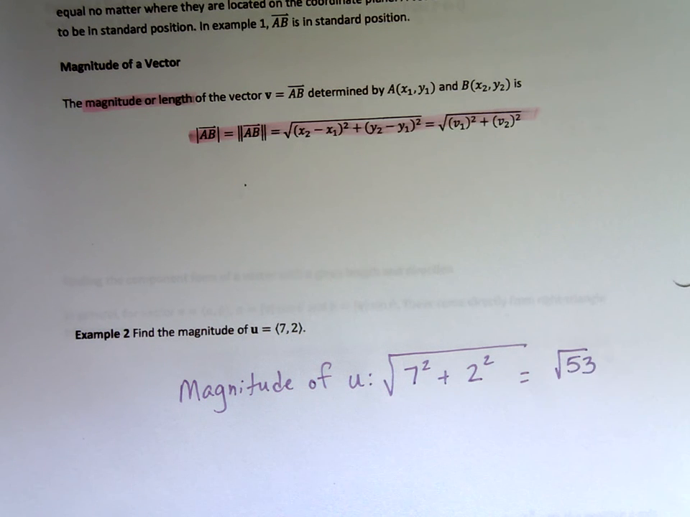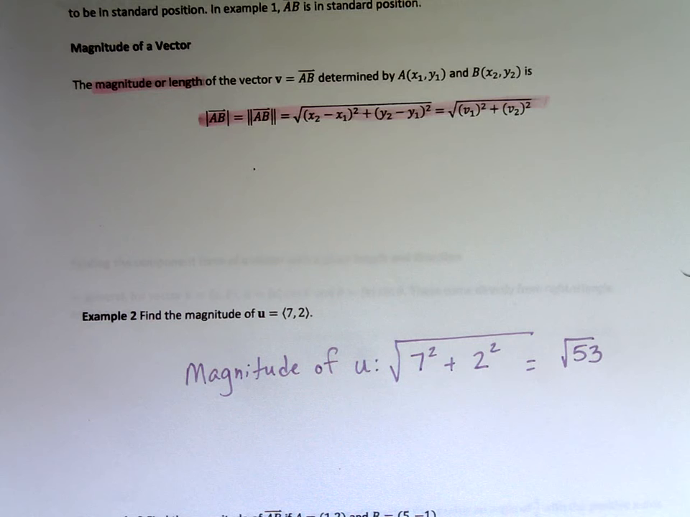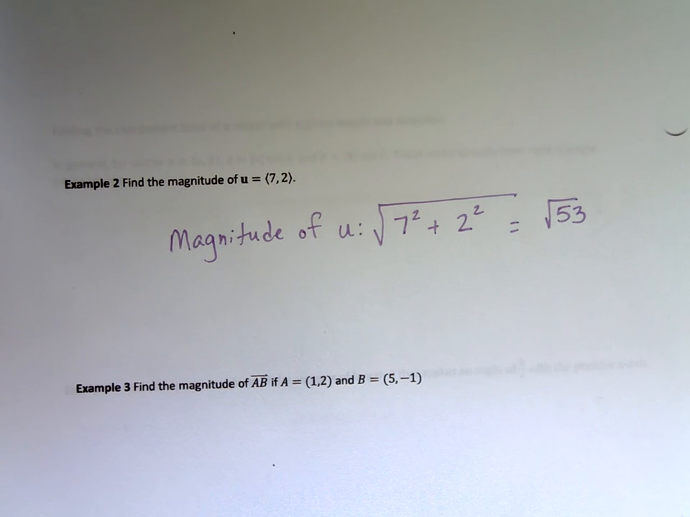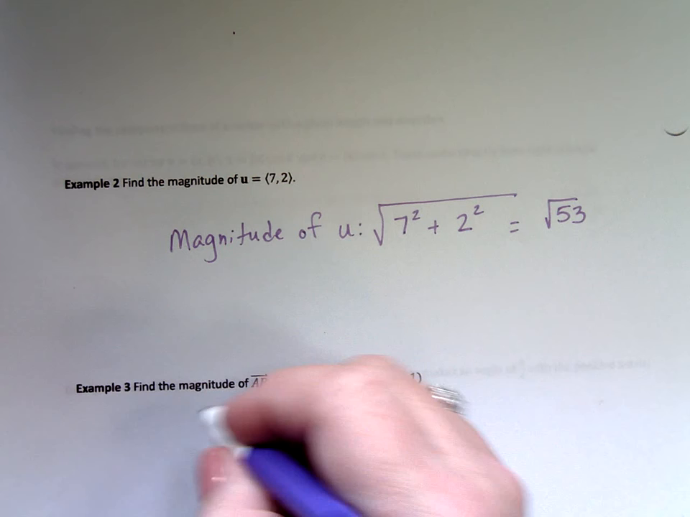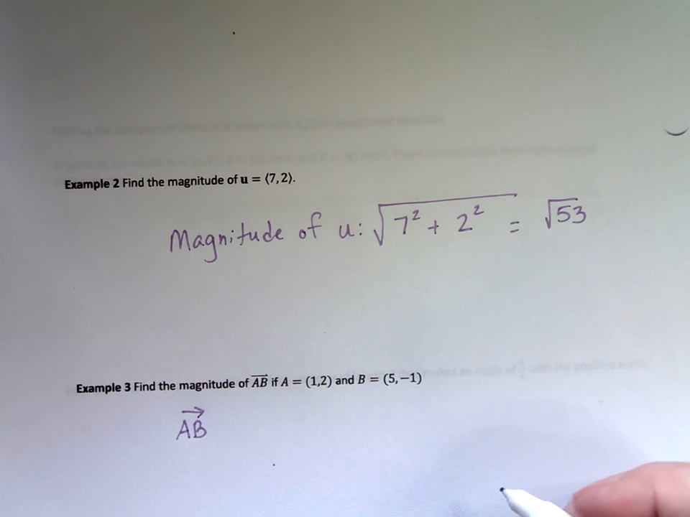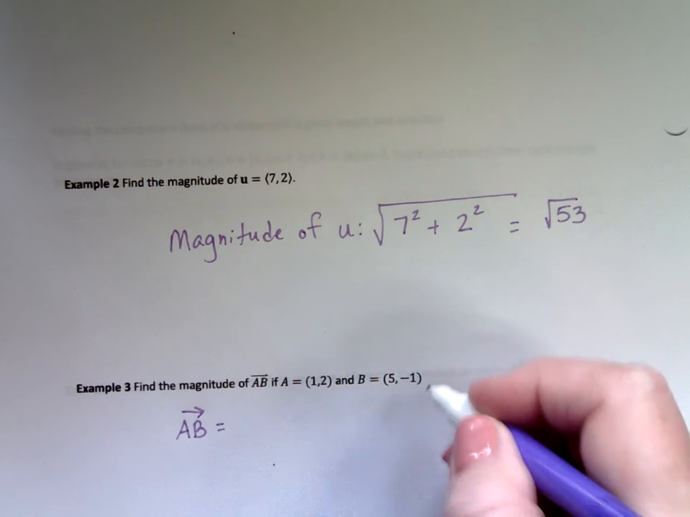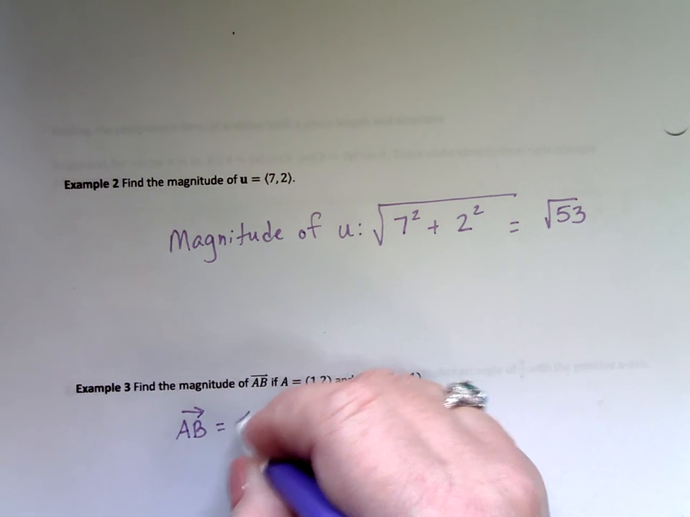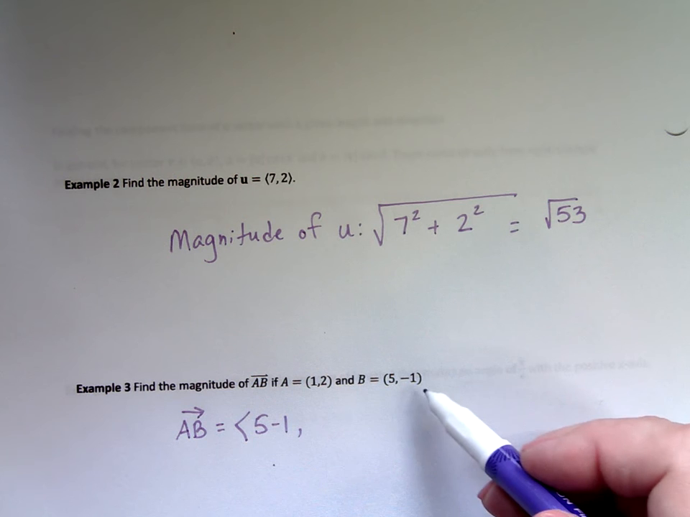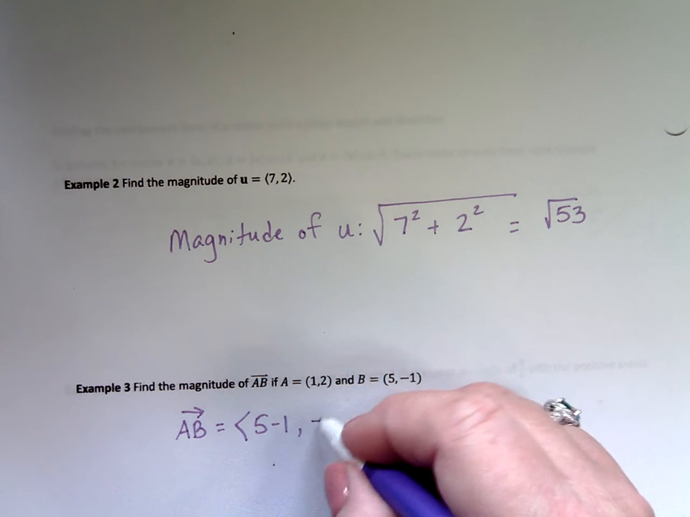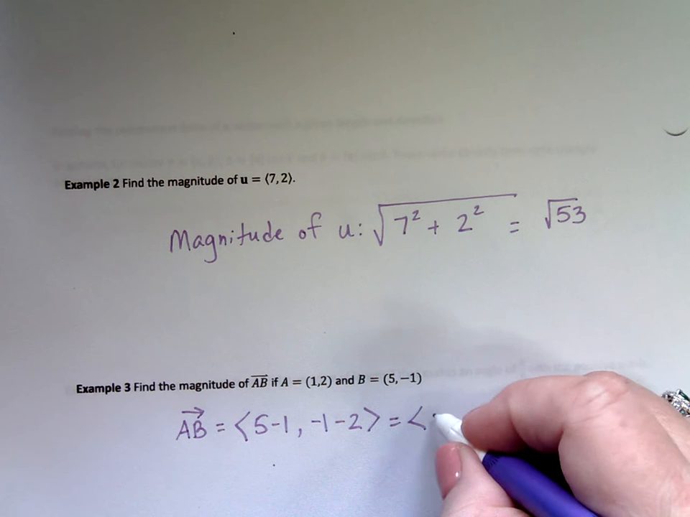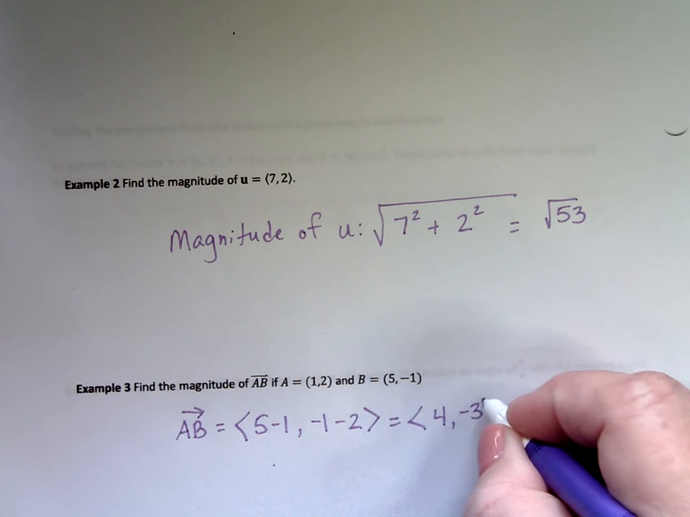Done. That's easy peasy. Number 3, find the magnitude of this guy. Well, this one takes a little bit more doing. You have to first figure out what the value of that vector is. What is that vector? This is that terminal minus initial, so 5 minus 1 gives me the x, or the v1, the first term. Negative 1 minus 2 gives me the second one, so this vector is 4, negative 3.